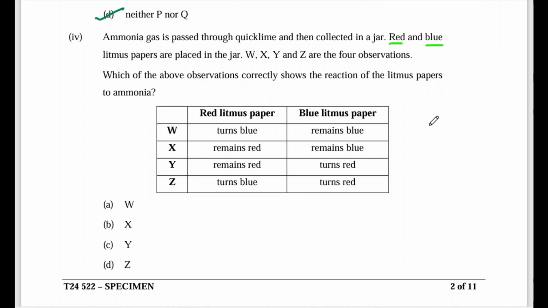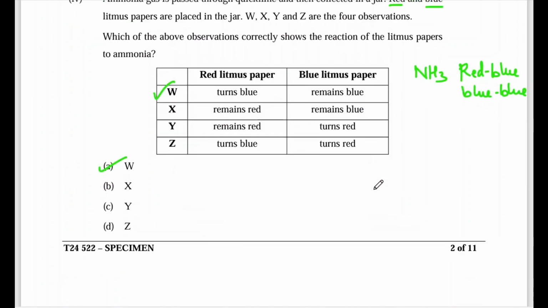So first of all, ammonia is a basic gas, right? So it will change the color of moist red litmus to blue. If there is a moist blue litmus, it remains blue only. That should be an option. See, red litmus turns blue, yes. Blue litmus paper remains blue, then it should be W. Remaining cannot be correct. Remains red, turns blue, turns red, no. The answer is W. Simple question.